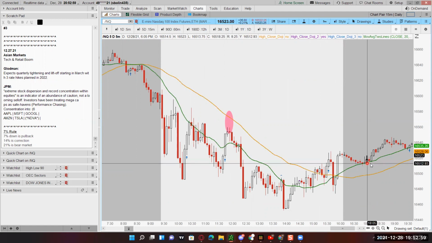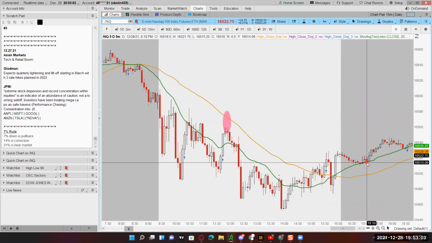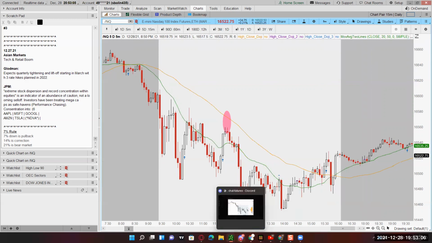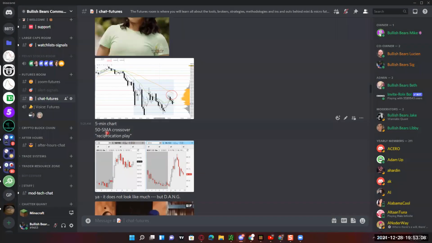And then when the market opened up at 6 o'clock, that's when I got in. All right. So you can see the post here in the Discord at 11:21, 5-minute chart, 50 SMA, looking for a crossover. And this is called a reciprocation play. We're looking to run this or reciprocate back up to our previous level. Now that's not what we got, right? The whole day went by, the trade never materialized, but the setup was still there.